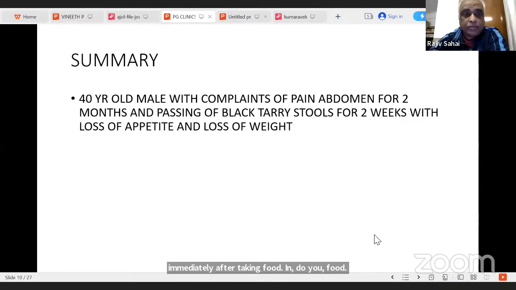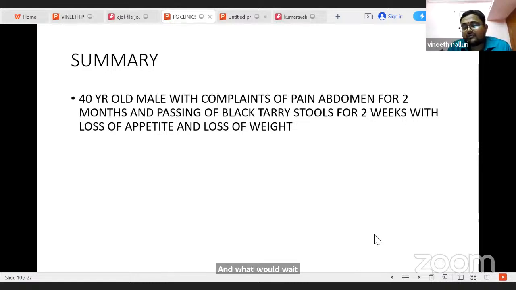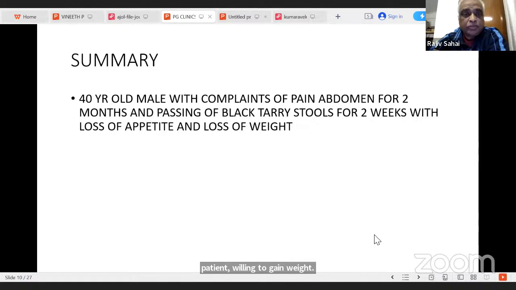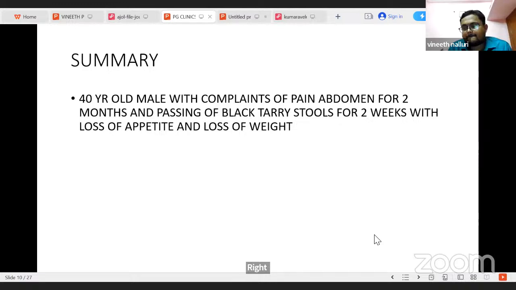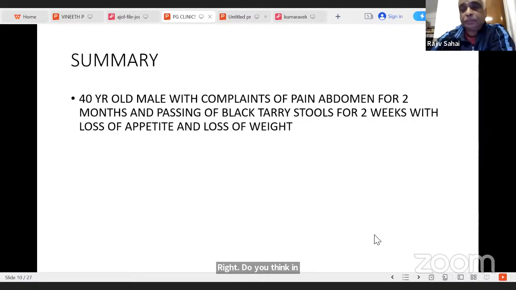And what about weight? The patient has loss of weight. In a duodenal ulcer, the patient has what is called hunger pain and will gain weight. In gastric ulcer, the patient will have loss of weight, sir. Okay, so what do you think now? There's just a 2 month history with black tarry stools, and he induces vomiting, right? Do you think in gastric ulcer a person would induce vomiting? No, sir.